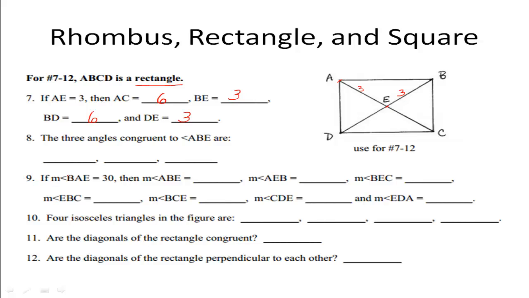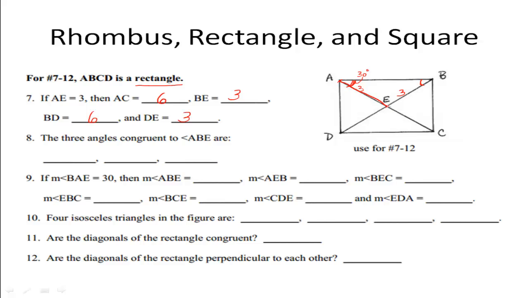If the measure of angle BAE is 30, let's look for angle BAE. That would be this angle here. It says this angle is 30 degrees. I'm going to write it up here. 30 degrees. What's the measure of angle ABE? ABE would be this angle here. And we saw in class that this angle is the base angle of an isosceles triangle. And here's the triangle we're talking about.